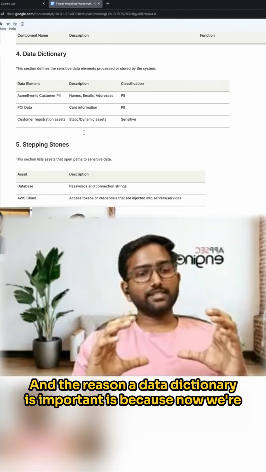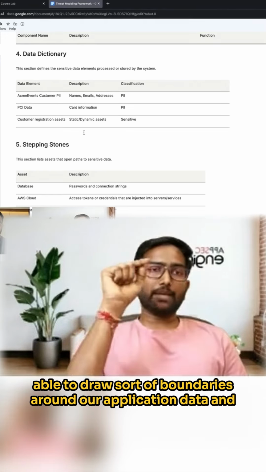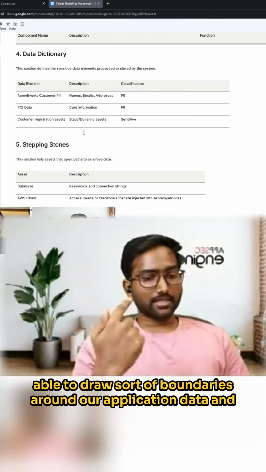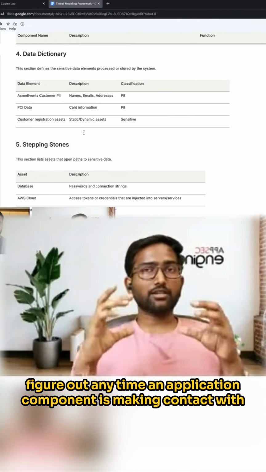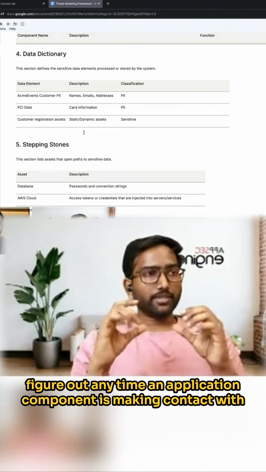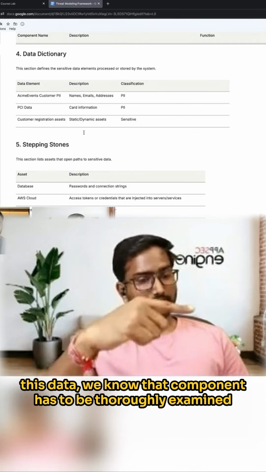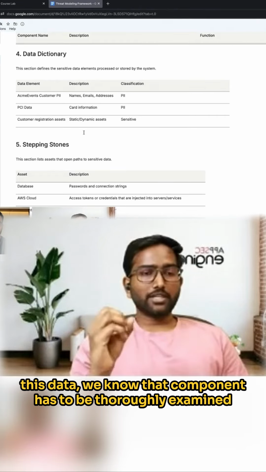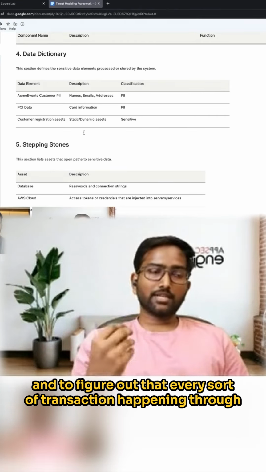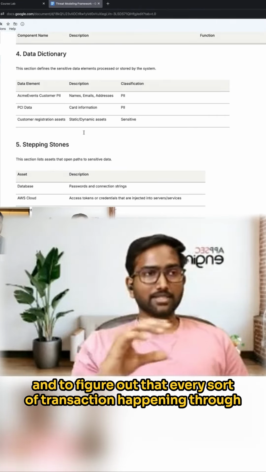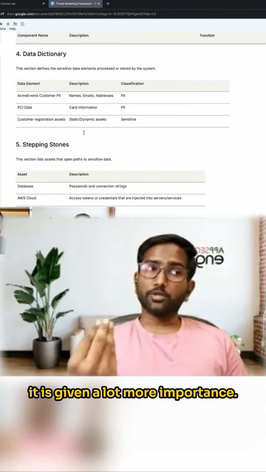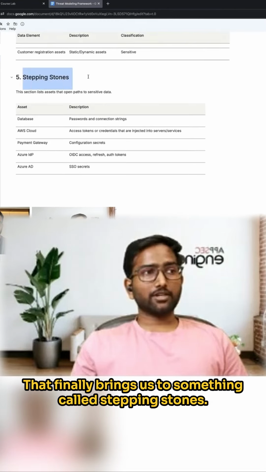And the reason a data dictionary is important is because now we are able to draw sort of boundaries around our application data and figure out any time an application component is making contact with this data, we know that component has to be thoroughly examined and to figure out that every sort of transaction happening through it is given a lot more importance. And that finally brings us to something called stepping stones.